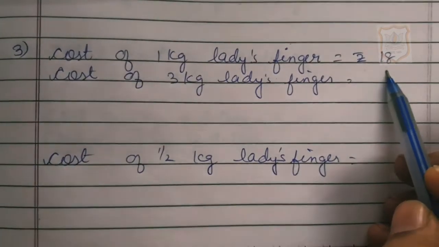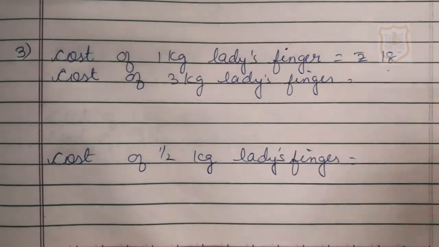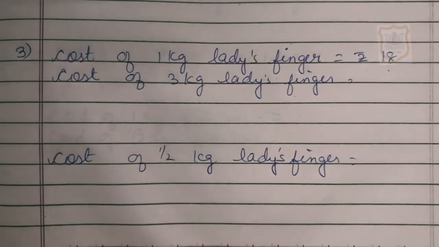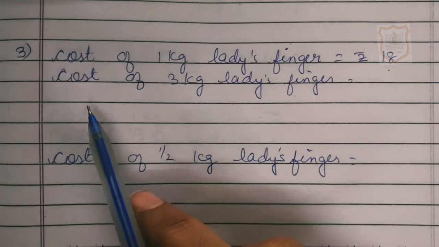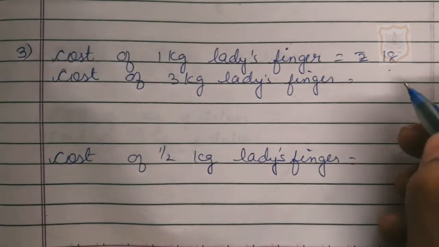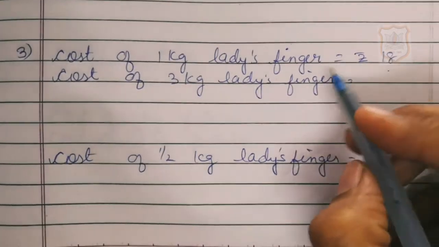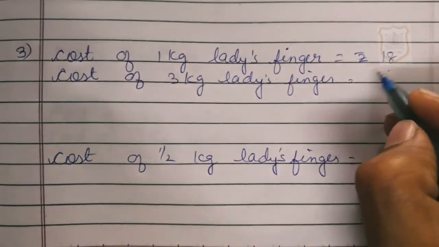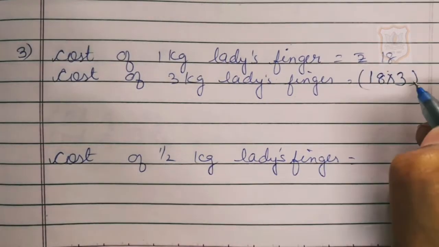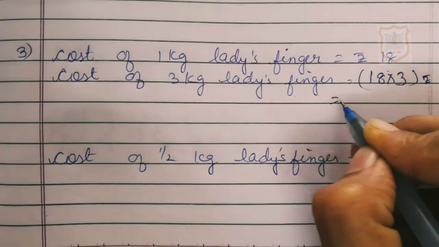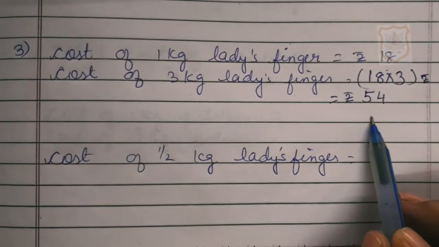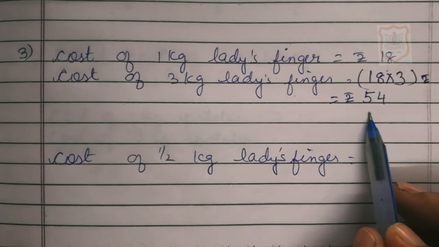First students, we will find out the cost of 3 kg of lady's finger, as it is asked to find out the cost of 3.5 kg lady's finger. For that, first we will find out the cost of 3 kgs of lady's finger. To find out that, we will multiply this 3 with 18. So here we will write 18 multiplied by 3. 18 3s is 54. So cost of 3 kg of lady's finger is rupees 54.